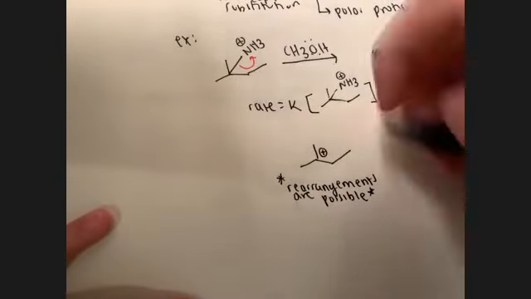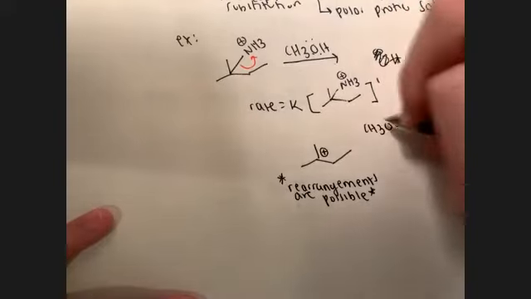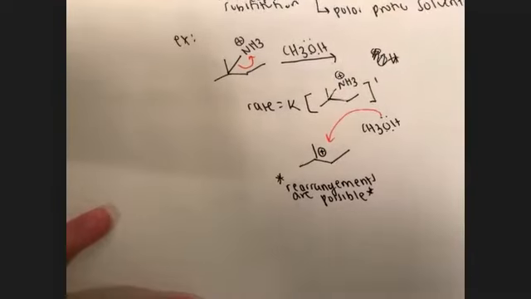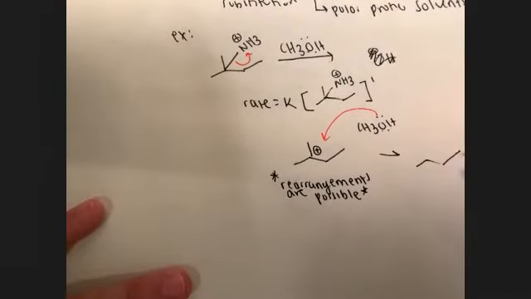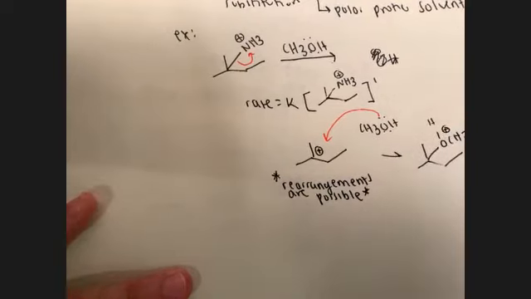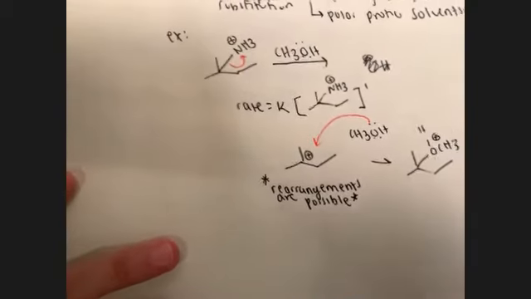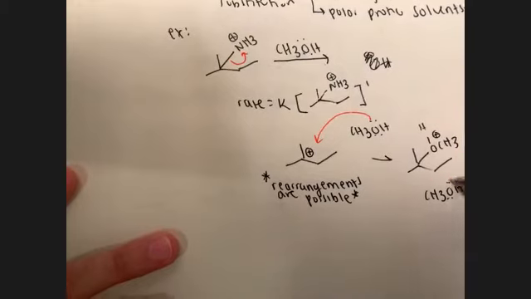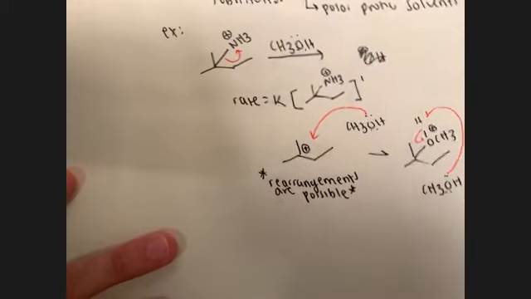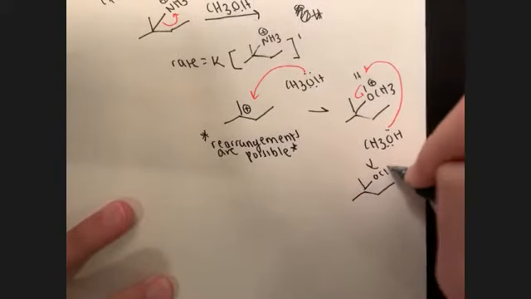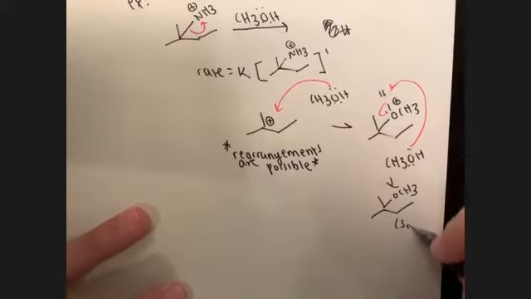Okay, and now it makes sense what the next mechanistic steps are going to be. That lone pair on that oxygen is going to attack that carbocation, and you're going to be left with this protonated ethoxy group. And then you can just assume there's excess solvent, and that's going to deprotonate that last proton to form that ether. Okay, so that is the SN1 pathway.